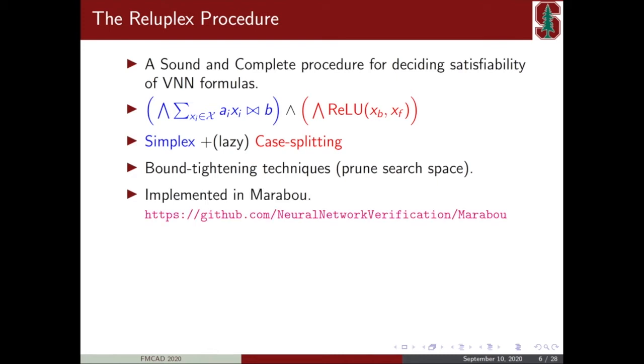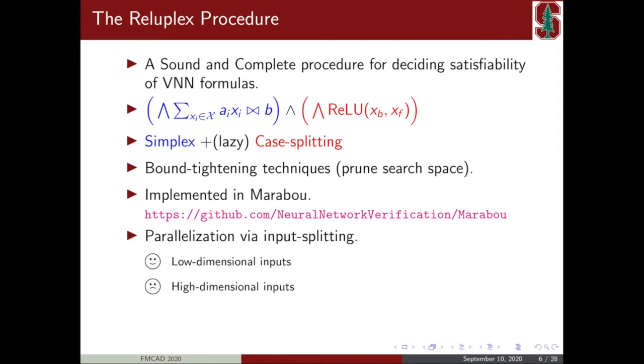This procedure is implemented in a tool called Marabou. Marabou also supports a parallelization mode, and it creates partitions of the problem by splitting the input region defined by the property and the neural network. It has been shown to be effective on networks with low-dimensional inputs, but is not effective on networks with high-dimensional inputs, such as most perception networks.